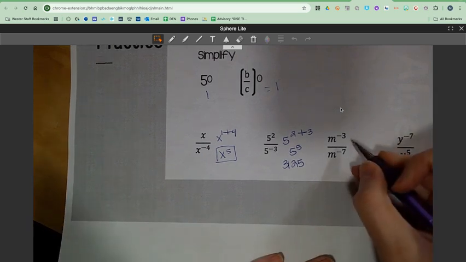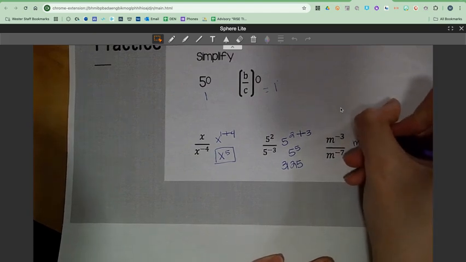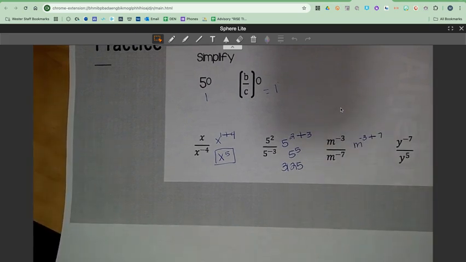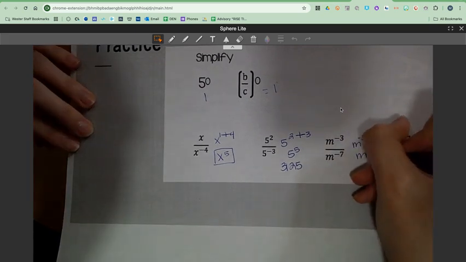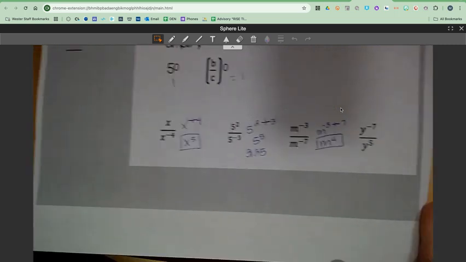Here we have m to the negative 3 divided by m to the negative 7th. Again, we're going to deal with the division first. So negative 3 minus negative 7. Well, negative 3 plus 7 is going to become 4. So this is just m to the 4th. Again, we're going to keep moving along.